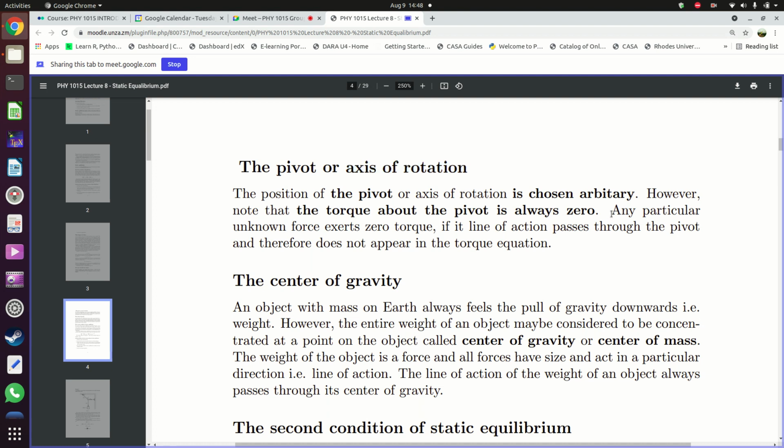What does it say here? Any unknown forces exert 0 torque if they pass through a pivot and therefore do not appear in the torque equation. Yes. So this is basically the big idea here. If you choose a pivot nicely, so that your force passes through the pivot, then that particular force will not produce any torque.